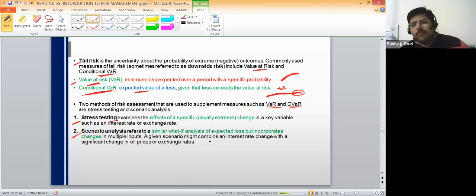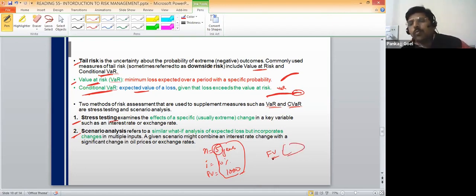For example, let me give you a small example. Let's say your investment horizon is 5 years. Your rate of interest is 10%. Your investment amount is, for example, 1,000. I say calculate the future value. So these are the inputs. If I change any one key variable, all these three variables in this case are key ones. So let me change this variable, simply change this variable and see what the impact on the output is. That is called stress testing.